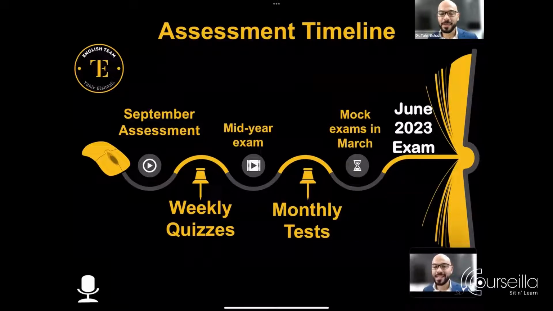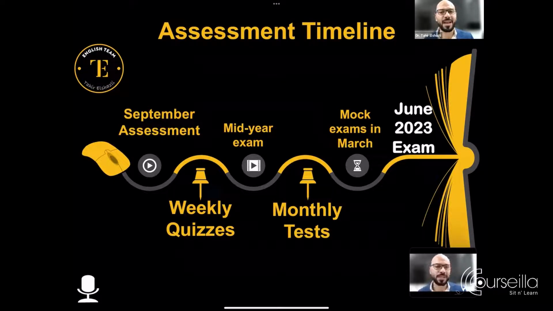The assessment will be held to show you as a student where you stand in every skill. This is the September assessment followed by weekly quizzes and monthly tests.